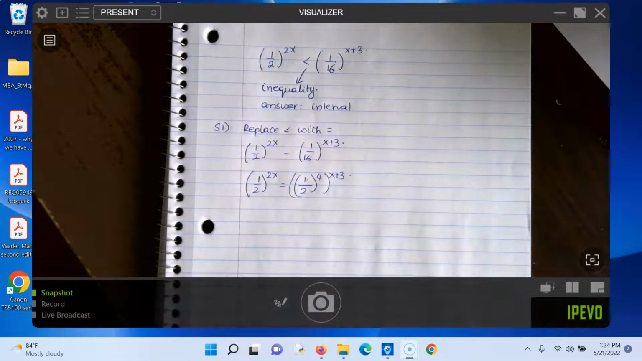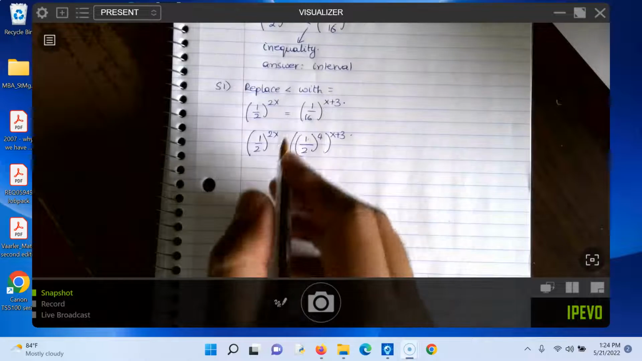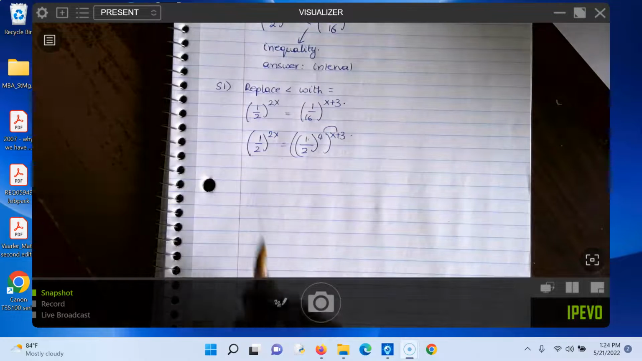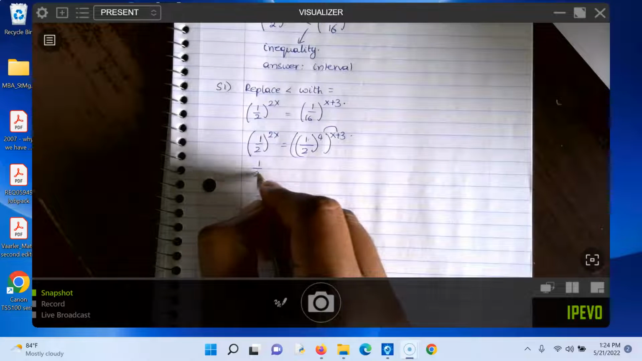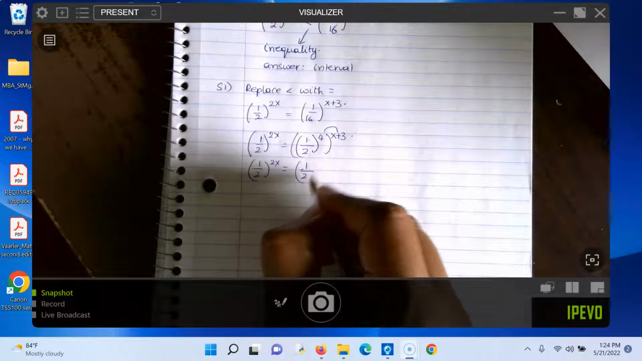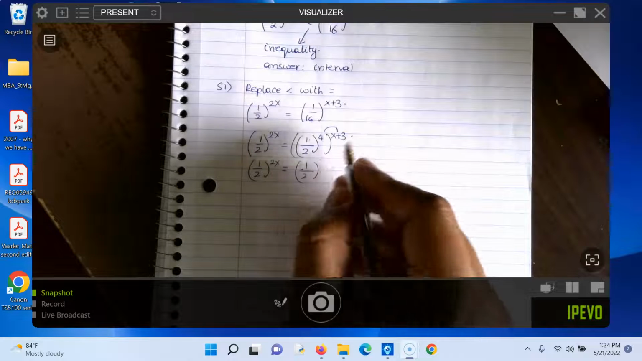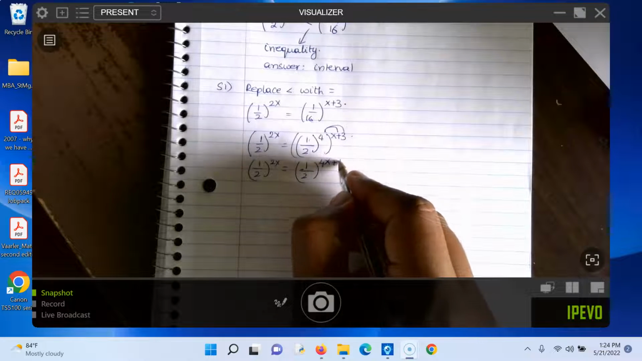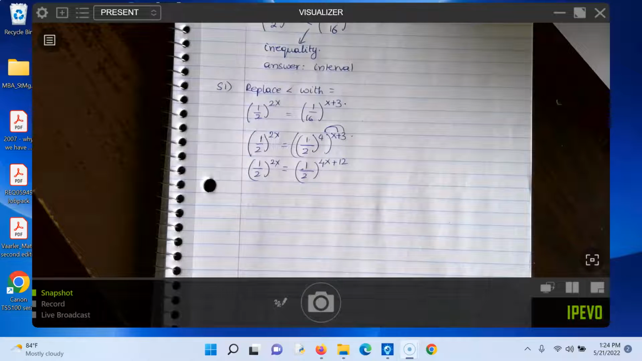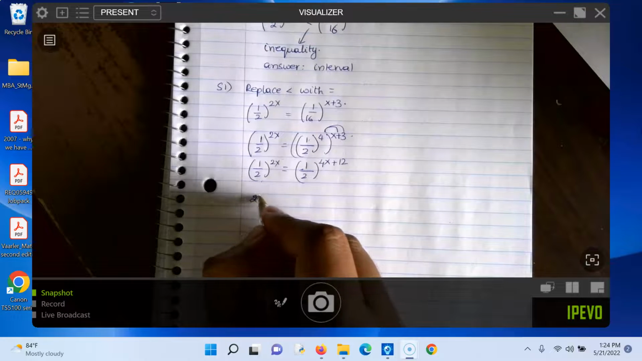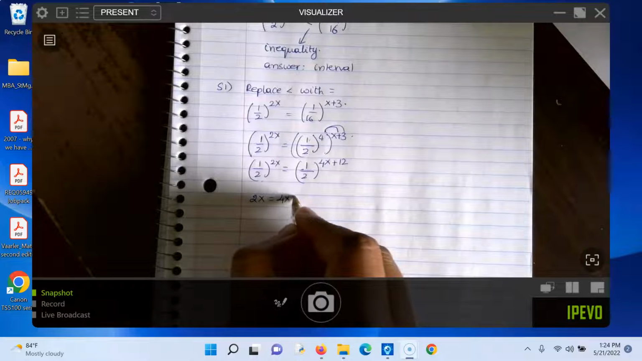Okay. So what happens is using the law of exponents, you're going to distribute the 4 to the x plus 3. So you get 1/2 to the 2x is going to be 1/2 to the, when you distribute the 4 to the exponent, you get 4 times x is 4x. 4 times 3 is going to be a 12. So you get 4x plus 12. Now the bases are equal, so set the exponents equal to one another. So you get 2x equals 4x plus 12.